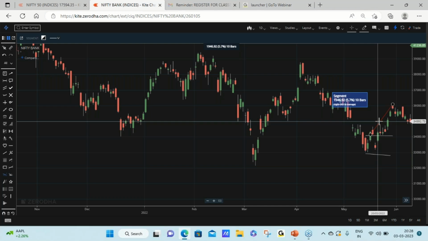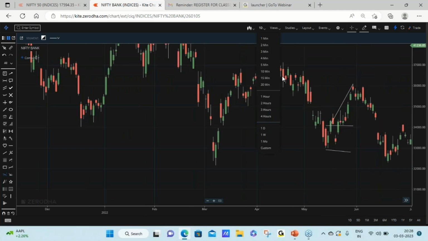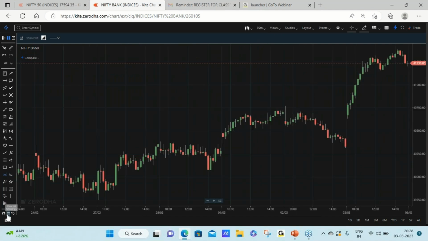So we have completed the candlestick pattern module. So let's focus on intraday setup. So let's start discussing intraday setup now. Okay, shall we go ahead? Yes.